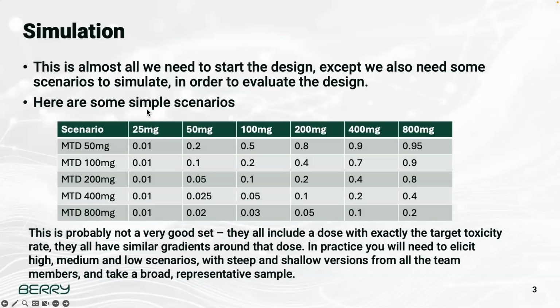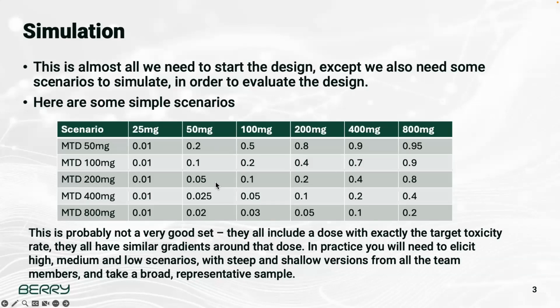So here are my simple set of scenarios. In each one, I've picked a different dose to be the maximum tolerated dose. The first one is at 50 milligrams, the second at 100, then 200, 400, and 800. And I've adjusted the toxicities around those doses accordingly to give me nice monotonic scenarios. Now, this is probably not a very good set.